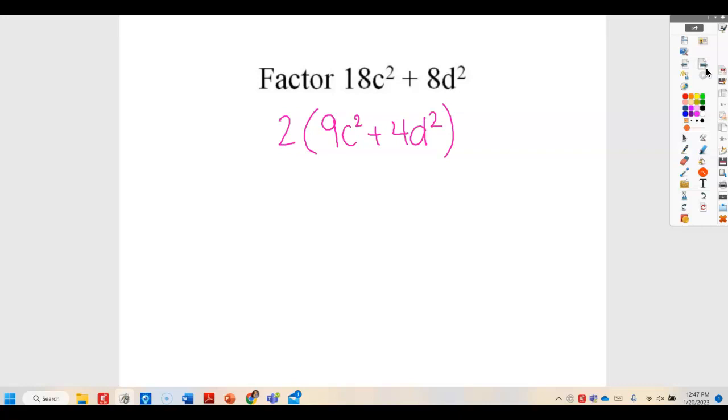So I was happy with this one because a lot of us saw the 9 and the 4, but it's a plus sign, not a minus, therefore not a difference of squares.